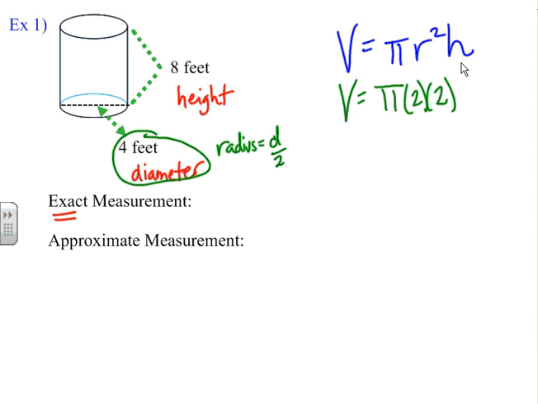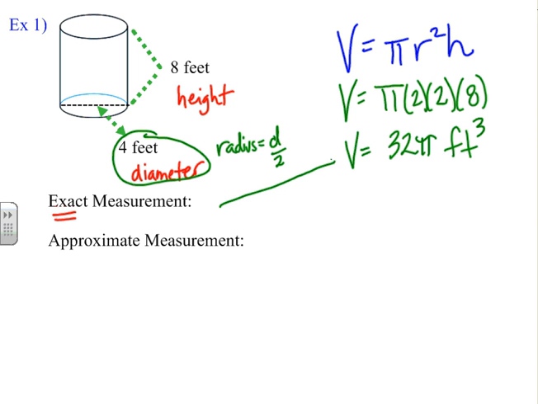Then it says I need the height. Well, the height of this cylinder happens to be 8. So now if I multiply 8 times 2 times 2, I will get 32, and then the pi comes with me. And since we're talking feet, this will be cubic feet. So this is my exact measurement of my cylinder.